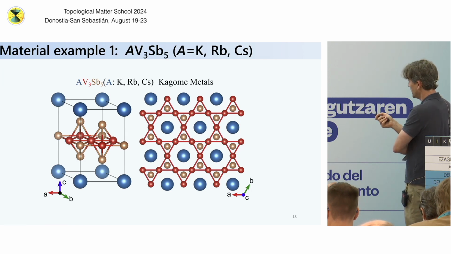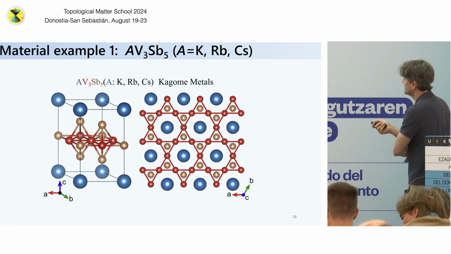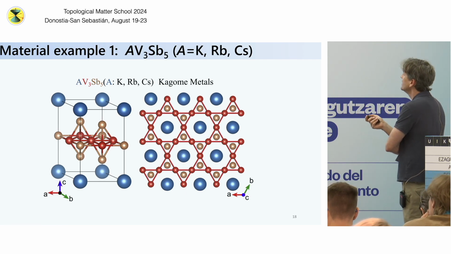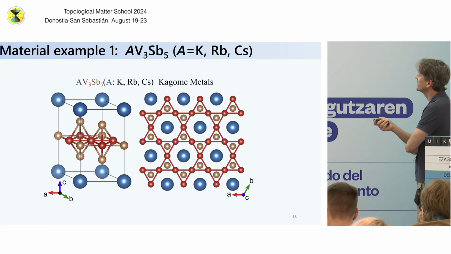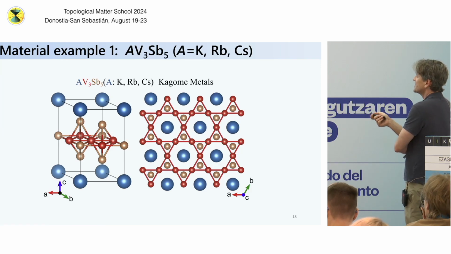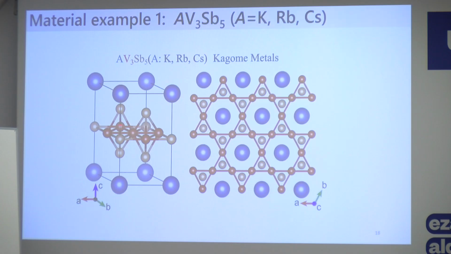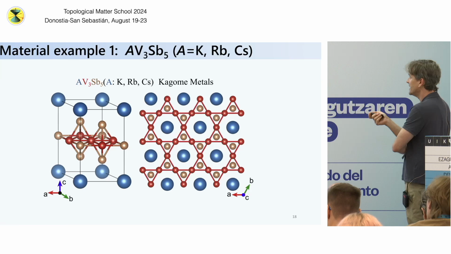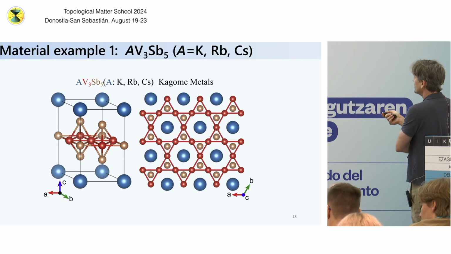Okay, so one system that in principle embodies this physics is this ternary compound. It's an alkali metal, 3 vanadium ions, and 5 antimony ions. So people call this 1, 3, 5. The structure here is such that the Kagome net is formed by the vanadium ions, and each vanadium ion sits in the center of an octahedron of antimony. So you have these V3Sb5 blocks, and these are spaced in a layered structure by alkali metal ions. There are 3 alkali metal ions that can form this structure: potassium, rubidium, or cesium. If I look down the c-axis of this structure, here's the Kagome structure, which is formed via the vanadium ions.